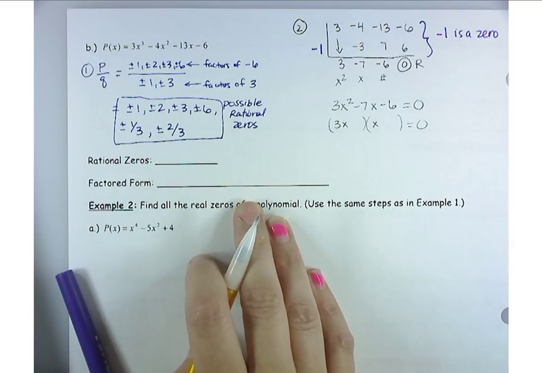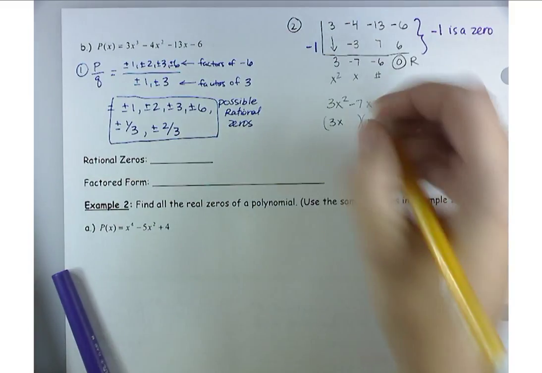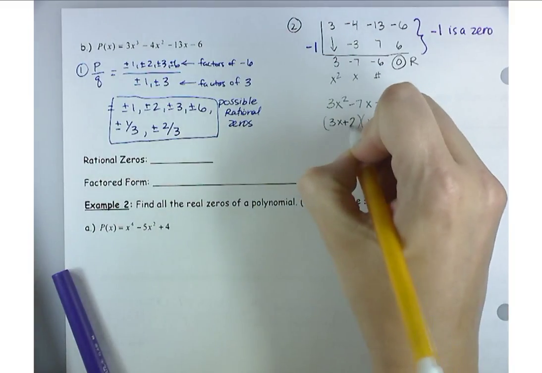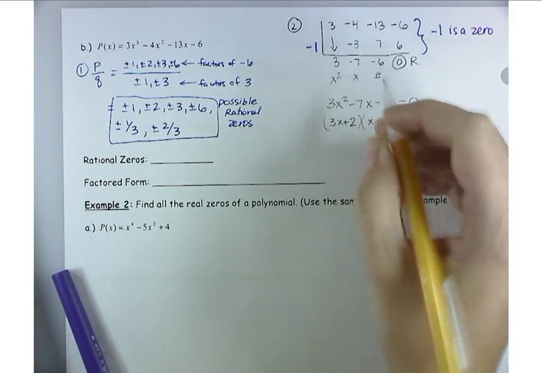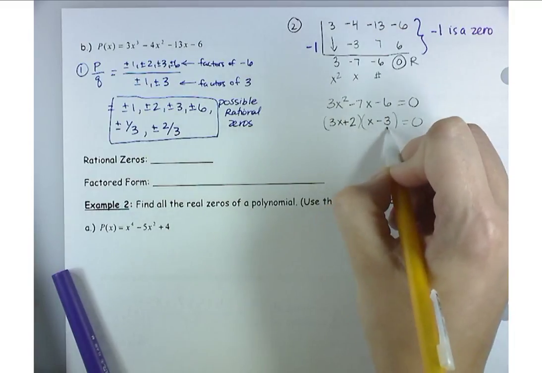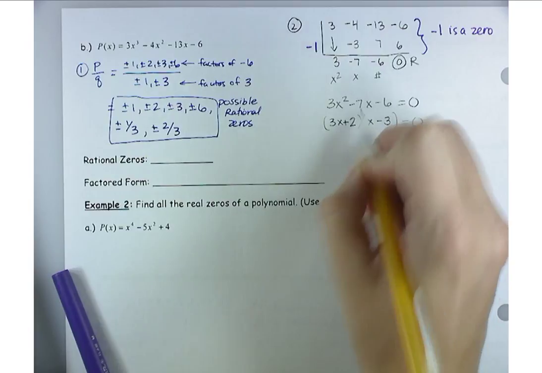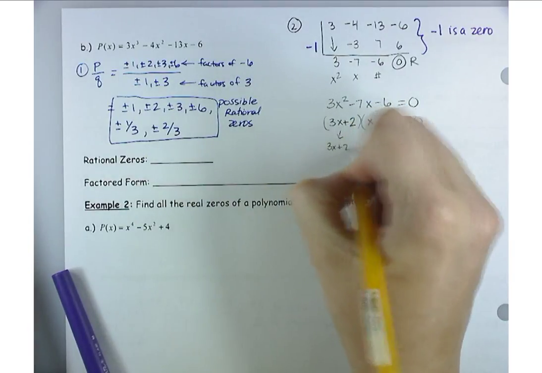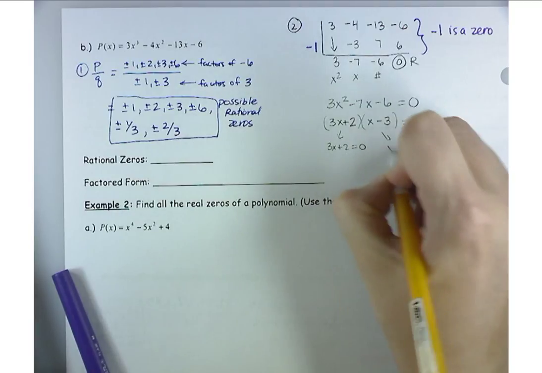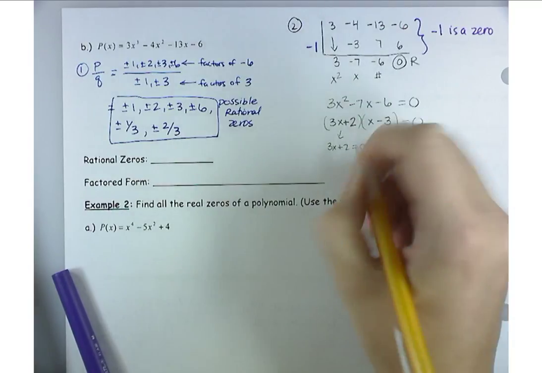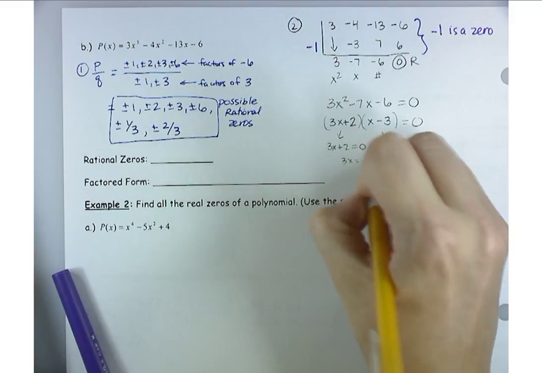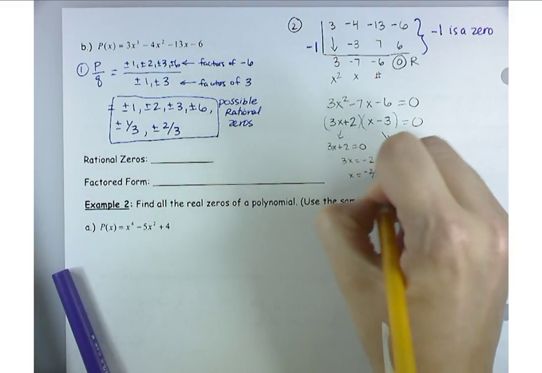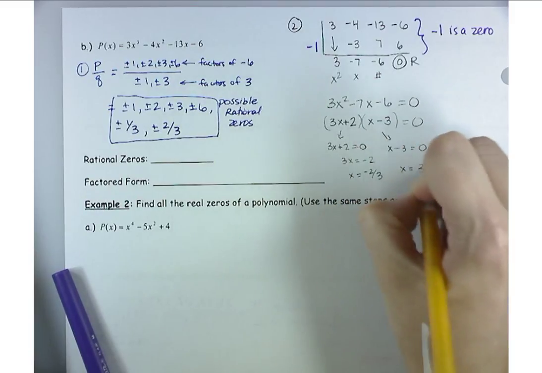Alright, so it has to multiply to -6 but add to -7. What should we do? +2 -3. Let's try it. So 3 times -3 is -9. -9 plus 2 is -7. Does that work? Yep. So then I can set each of these equal to 0 and solve. So 3x would equal -2, so x would equal -2/3. Here x would equal 3.